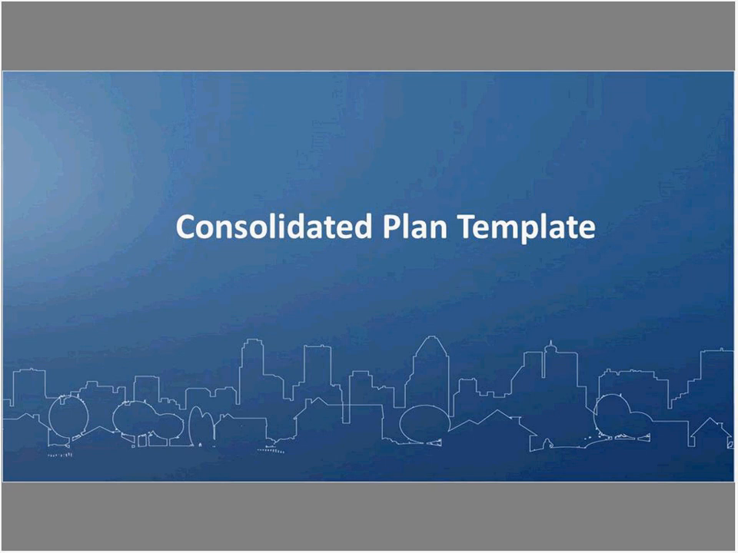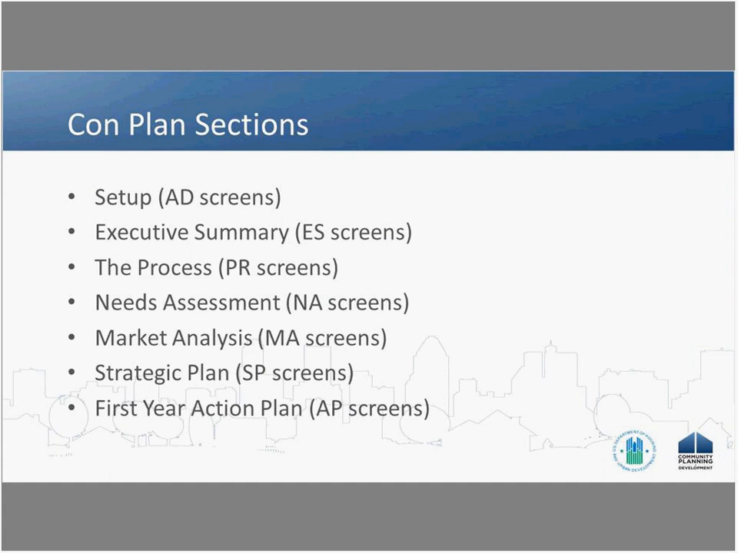Now we've talked about how to create the con plan. We'll talk about what's actually in the con plan template and how to complete and fill it out. So there are 7 sections in the con plan template. So in IDIS, you're going to see 7 different sections with a number of different screens.